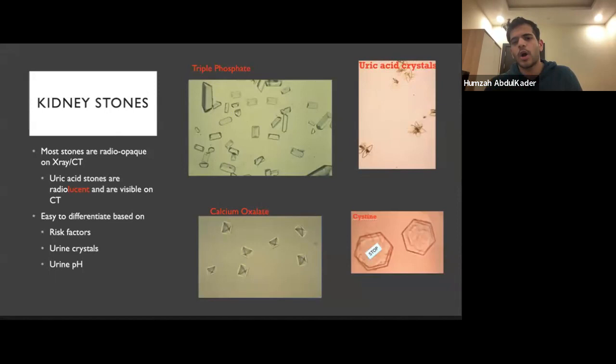They can also ask it the opposite way, where they'll bring you this and they'll say, okay, which organism caused this, right? Then you just put Proteus or whatever. So I feel like the kidney stone questions shouldn't be too difficult. Is that clear? Okay, great.